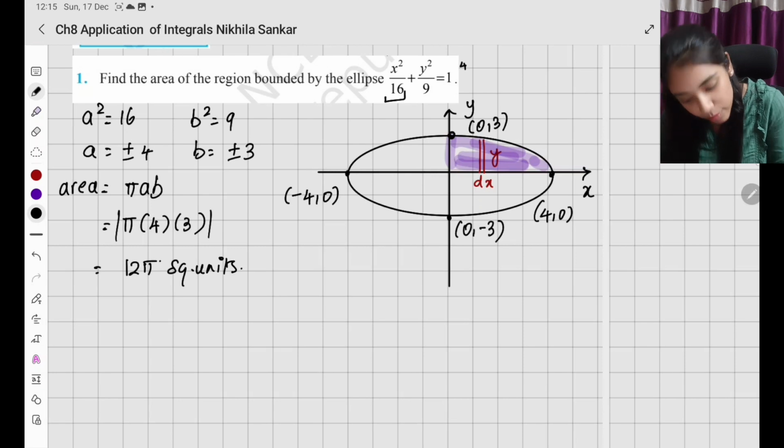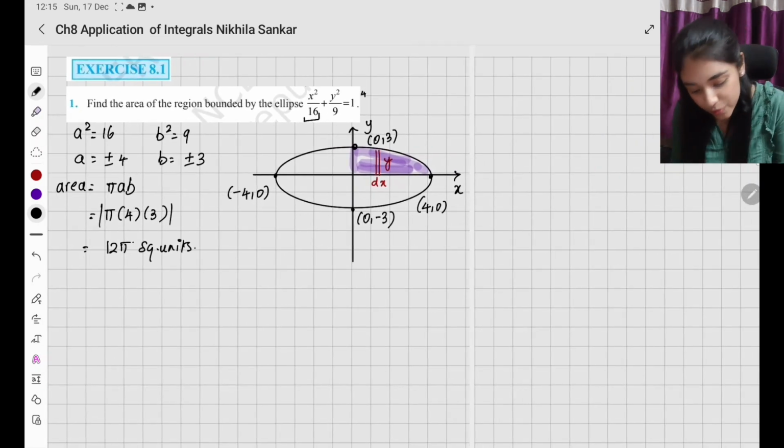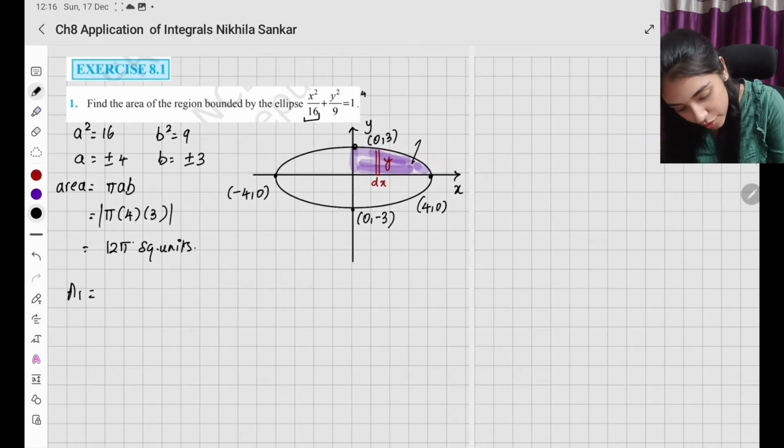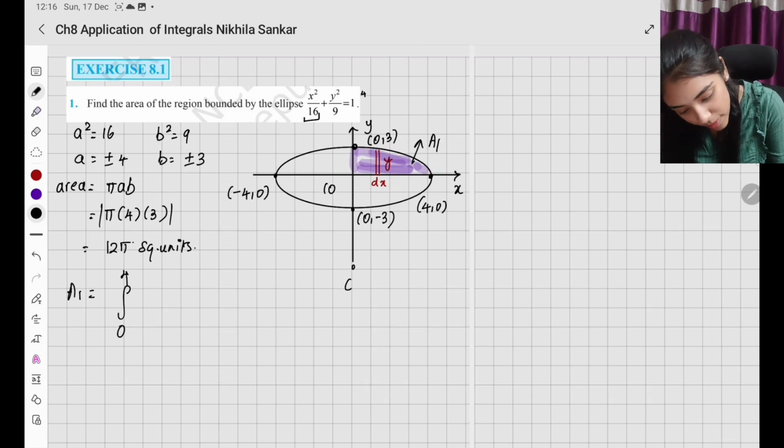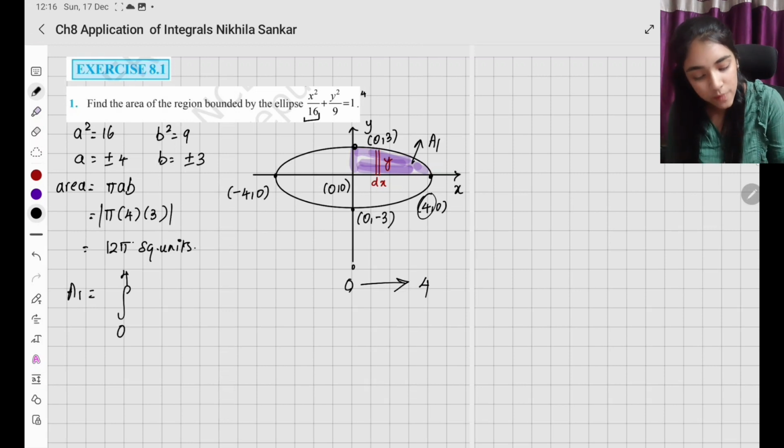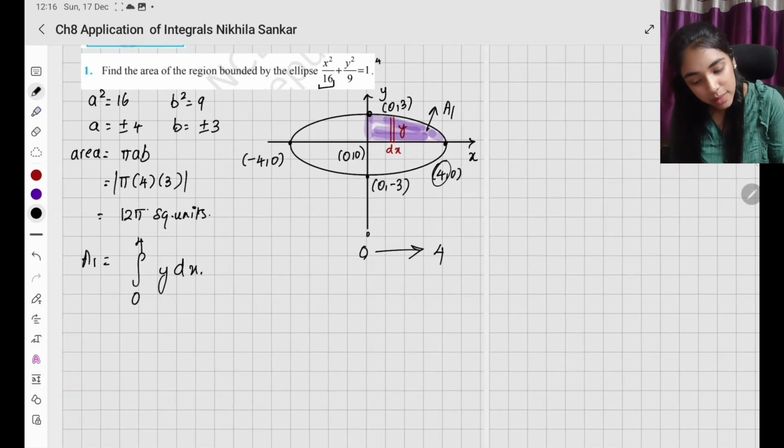Okay. So let's see if we get this by using the formula. So if I integrate, I'm going to find a1 and multiply by 4. So a1 equals integration of 0 to 4. Correct? What are the limits here? Here it is 0, 0. And here the x coordinate is 4. So we are looking at the x coordinate. So 0 to 4. So this is going to be my integration of y times dx.